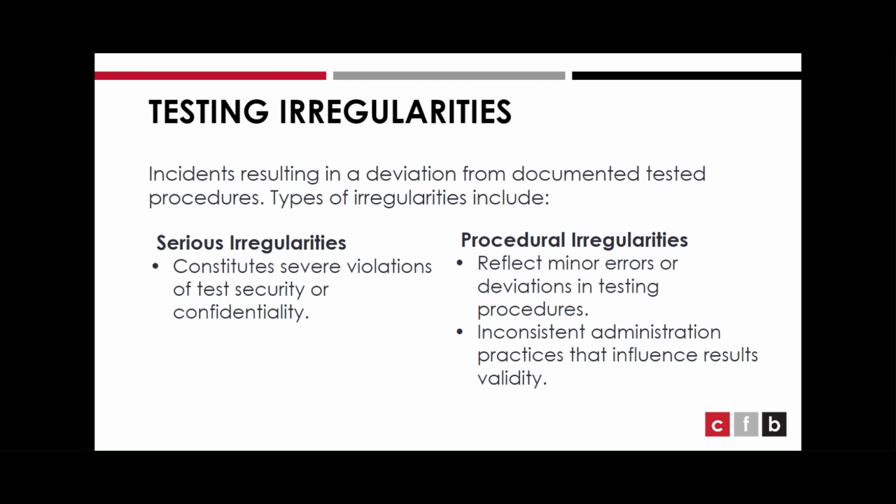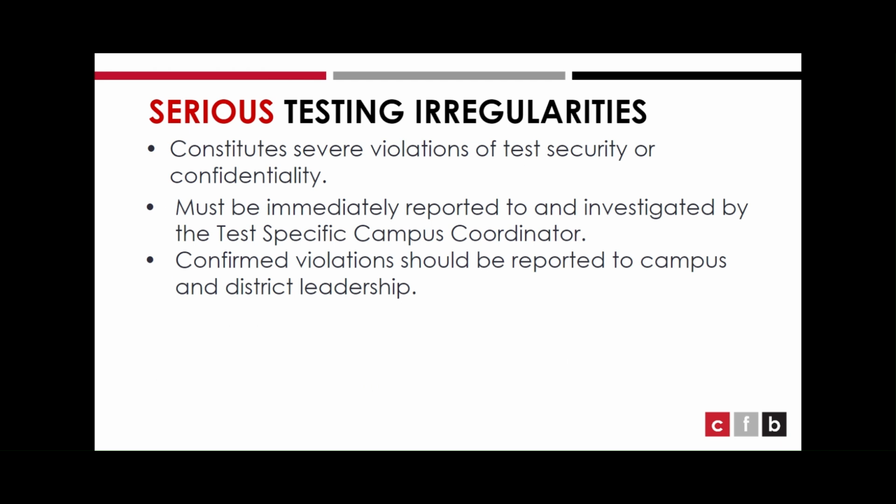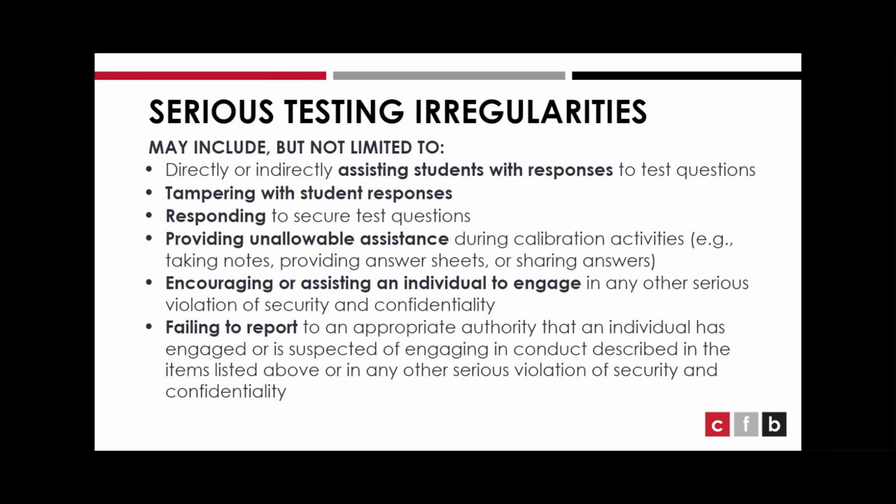Unfortunately, test irregularities do happen, and there are two types of irregularities: serious and procedural. Serious irregularities are a severe violation of test security, whereas procedural irregularities reflect minor errors or deviations in testing procedures or inconsistent administration practices. Serious testing irregularities, because they do constitute a severe violation, must be immediately reported to and investigated by the test specific campus coordinator. Confirmed violations should be reported to campus and district leadership.